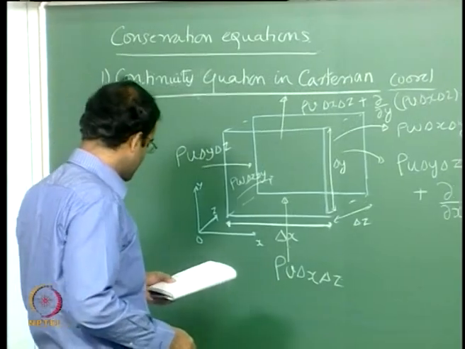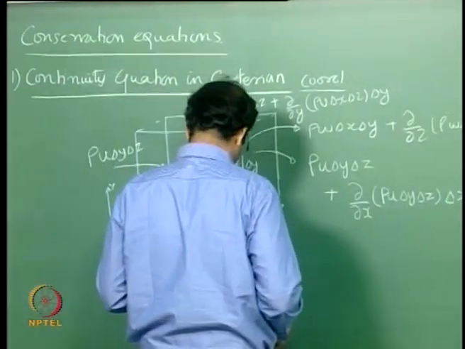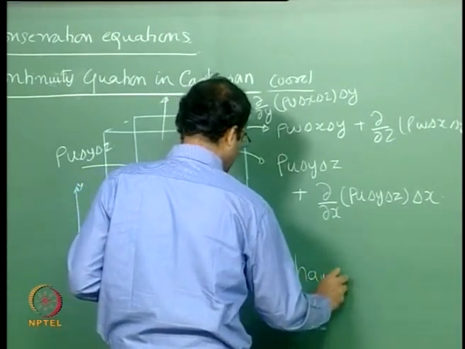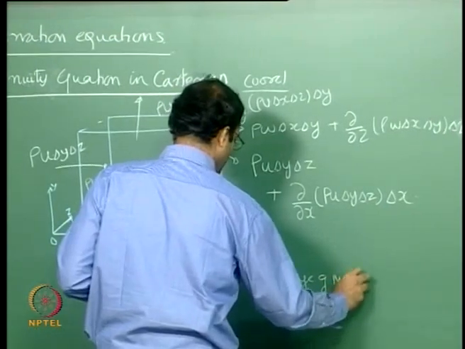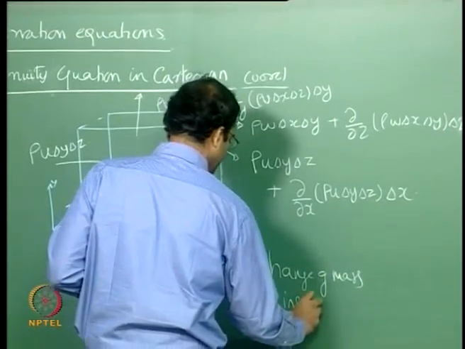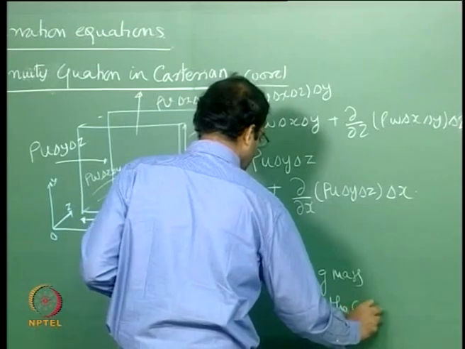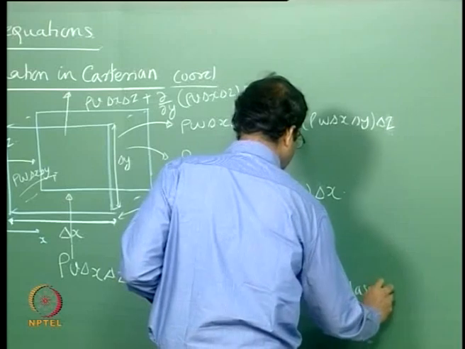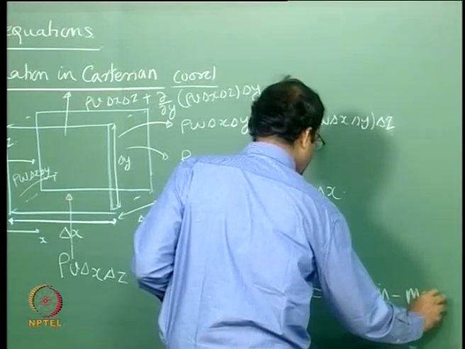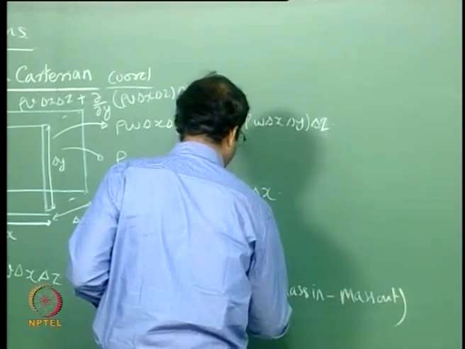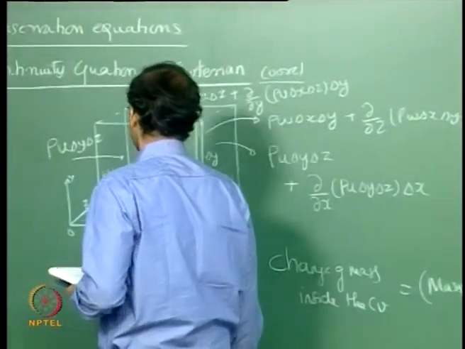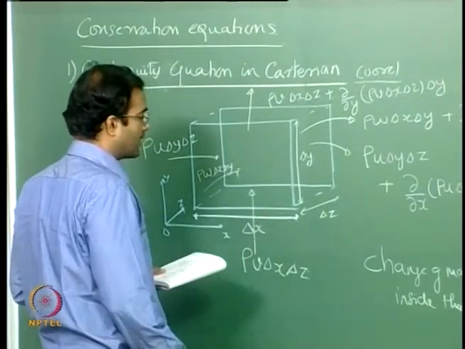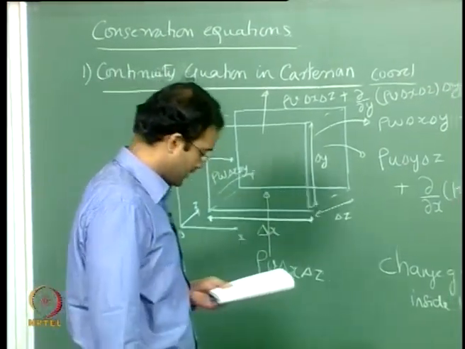Therefore, we should first define the conservation of mass. What we will say is that the change of mass inside the control volume should be equal to the mass coming in minus the mass leaving the control volume. That is, the net change in the mass entering and leaving the control volume should be equal to the mass which is accumulating or depleting in the control volume.